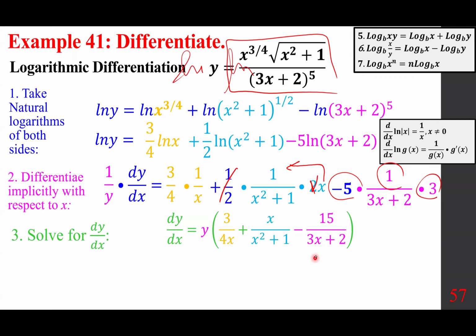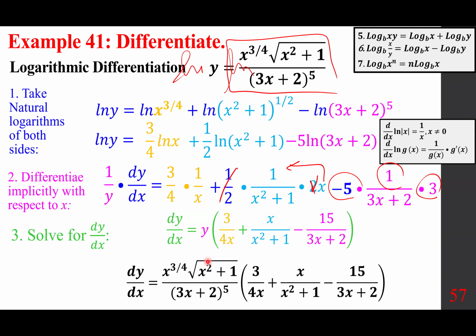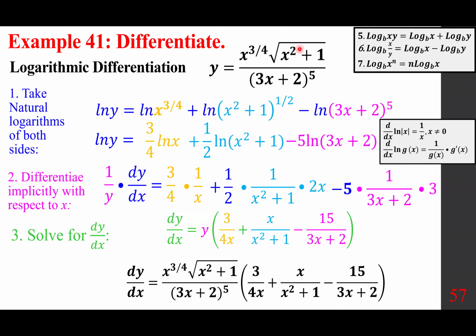You don't have to combine them because normally it takes quite some time. Just you must replace the y. Replace the y with the original y, x to the power of 3 times the fourth root of x squared plus 1 over 3x plus 2 to the power of 5, and just write this, and you're done. And I hope you see how difficult it is to differentiate it if we do not use logarithmic differentiation.